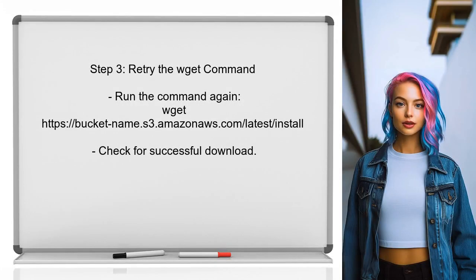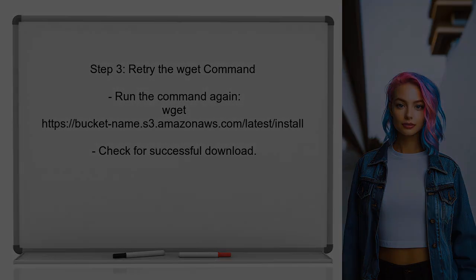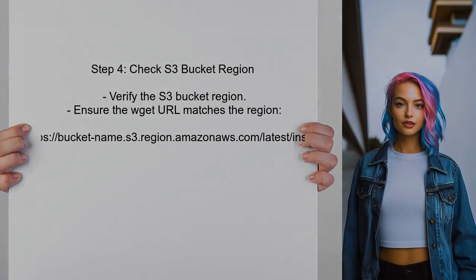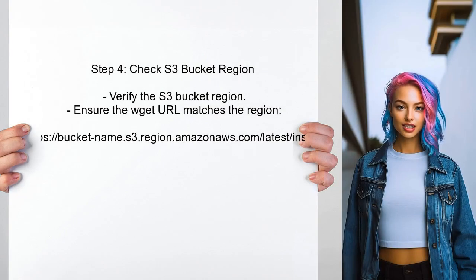After confirming the permissions, the user should try running the wget command again. If the permissions are correctly set, the command should succeed without returning a 403 error. If the issue persists, the user may want to check the S3 bucket's region. Ensure that the URL used in the wget command matches the region where the bucket is located.